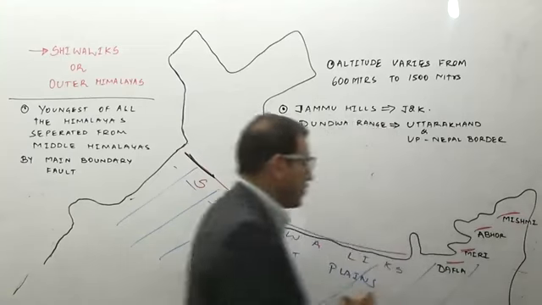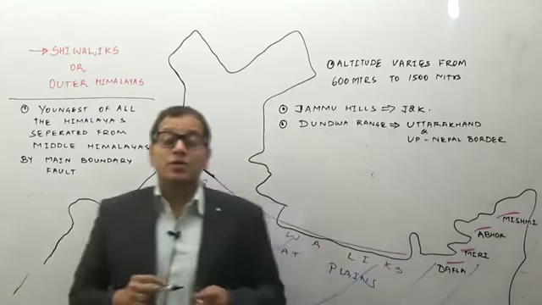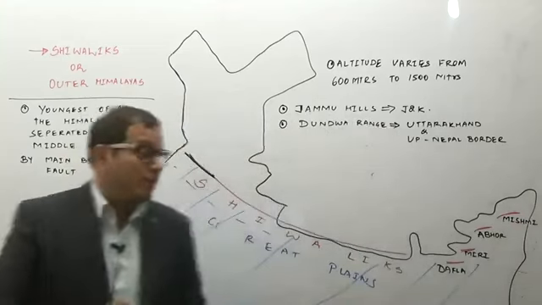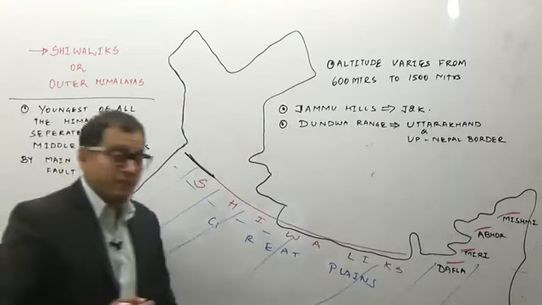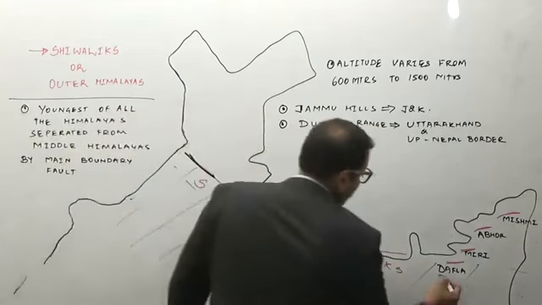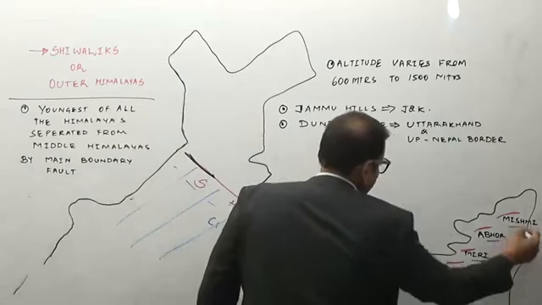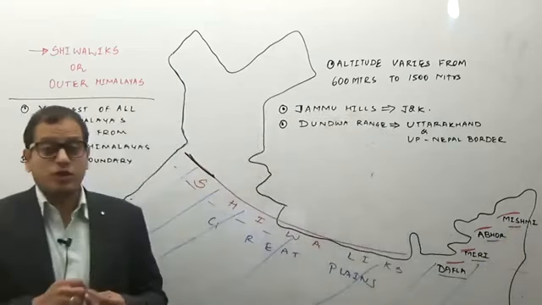In the state of Arunachal Pradesh, the Shivaliks have been given different names. That is the Dafla, Miri, Abhor and Mishmi. Now here is the question which comes.